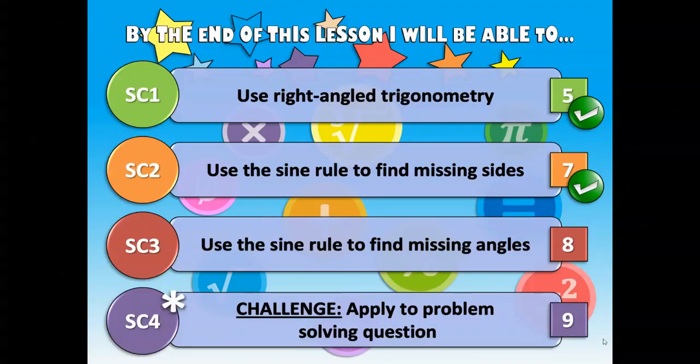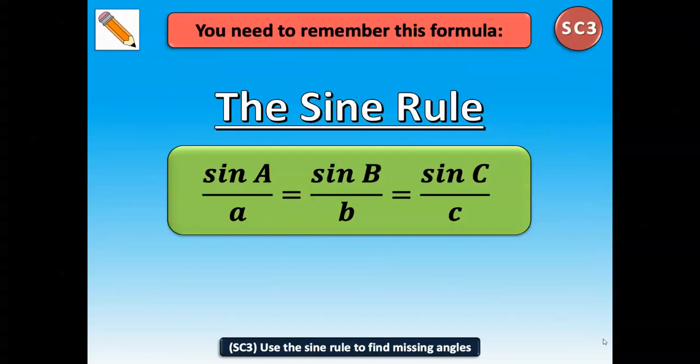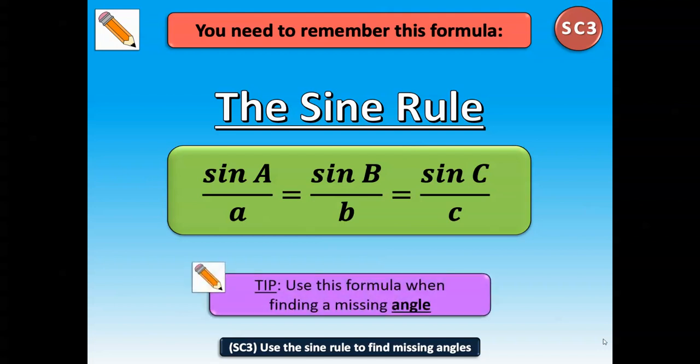And now we've completed success criteria 2. So now we're going to move on to number 3, and this is to use the sine rule to find missing angles. So when I want to find a missing angle, I put the sine A, the sine B, and the sine C on top of the fraction. So we use this formula when we find missing angles.